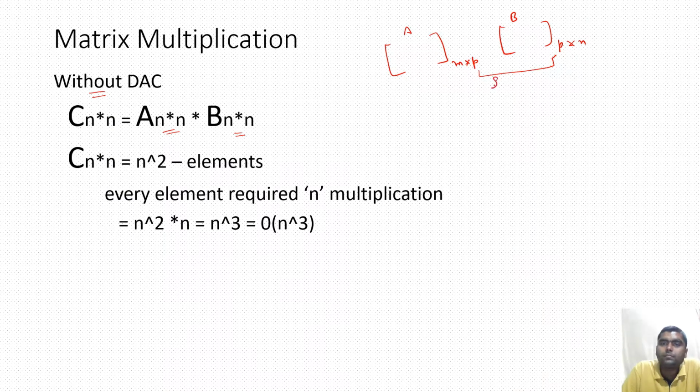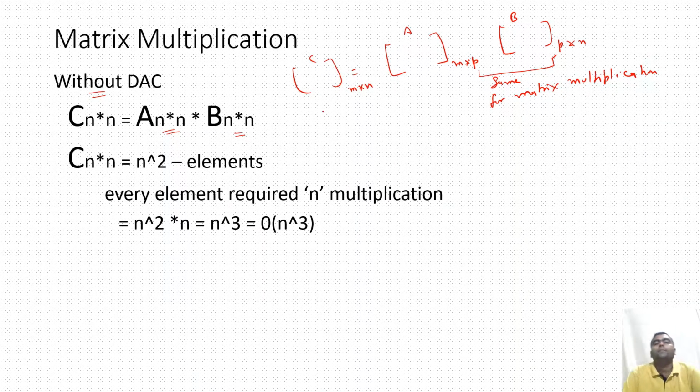They must be the same for matrix multiplication. Then what will be the final result? C will be of size m by n. So this is the case. But here we are assuming all the matrices are of size n by n, that is, square matrices.